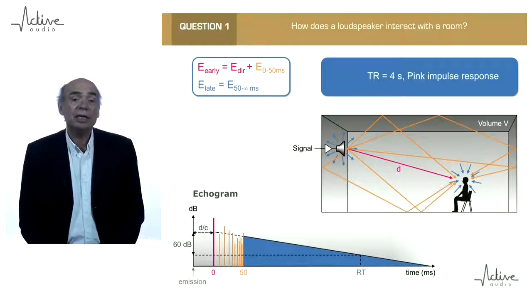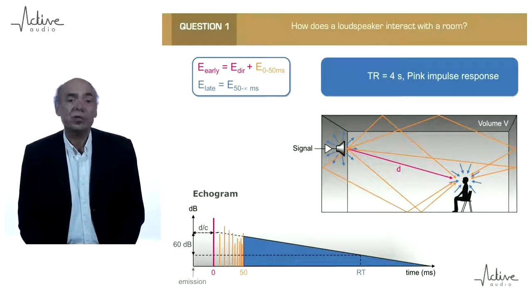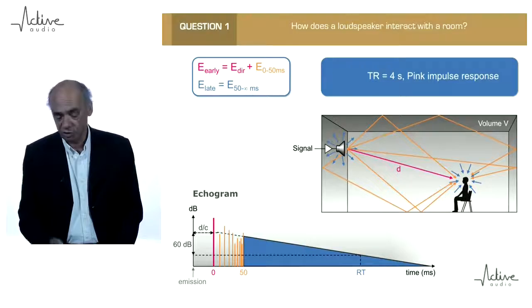We're going to listen to an example with a 4-second reverberation time, which corresponds to a highly reverberant space like a church.